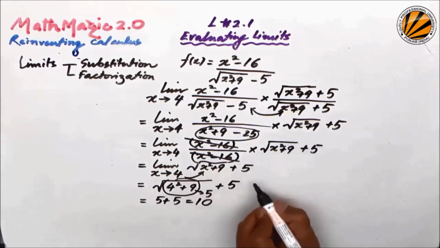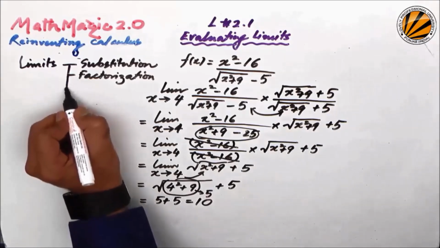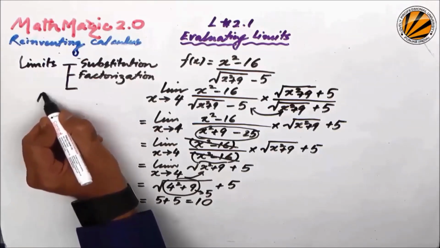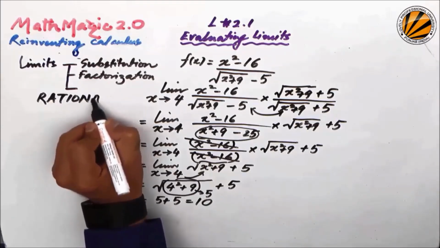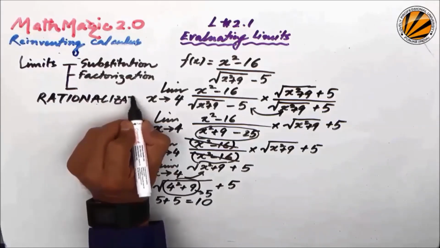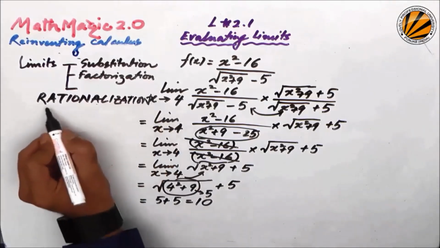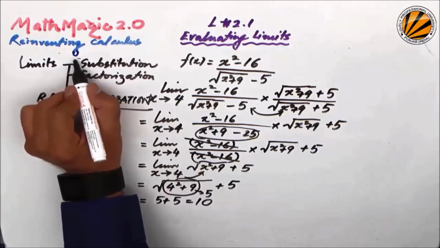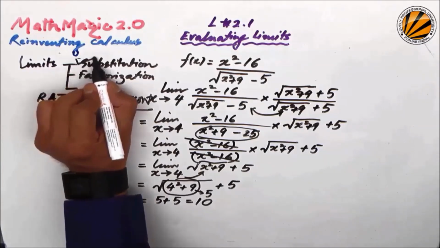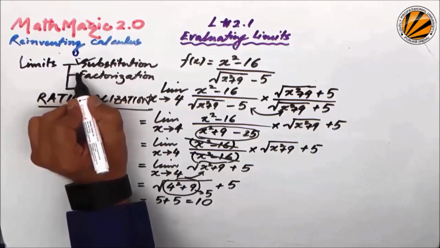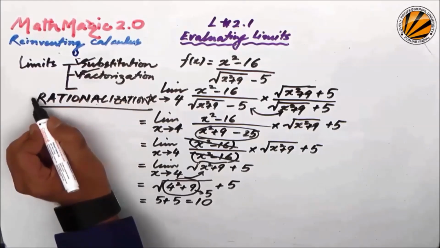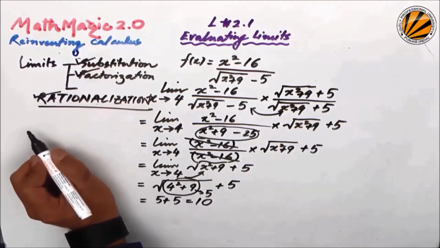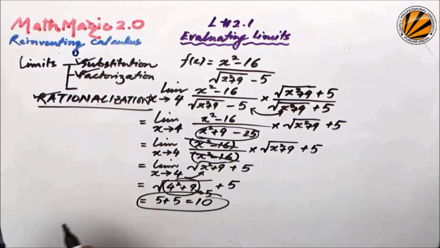This is neither substitution nor factorization. So there is another mode by which you can evaluate limits, and that is rationalization. So there are three ways. Either you can assess the limits by direct substitution, or you can factorize and find the limits. But if these two are not available, you can rationalize by multiplying the numerator and denominator by the rationalizing factor, and then finally evaluate the limits like this.